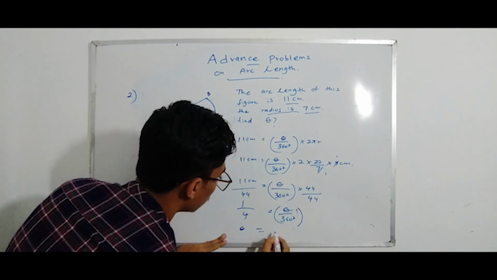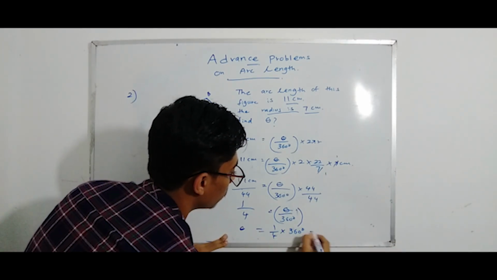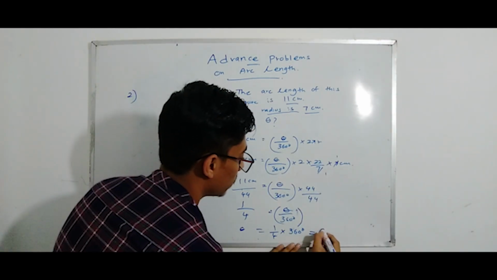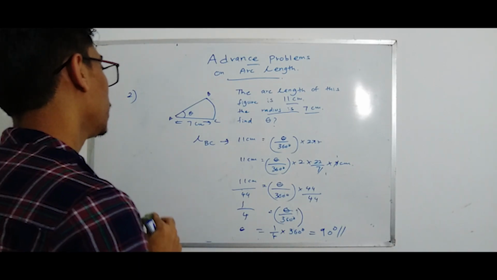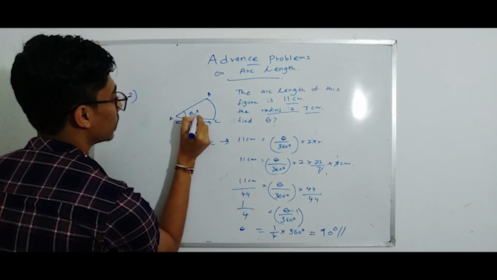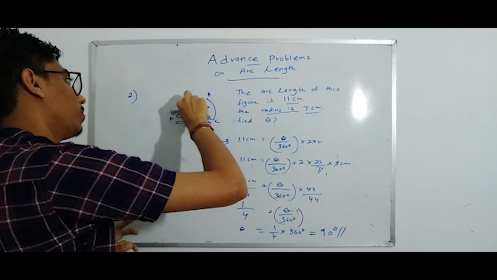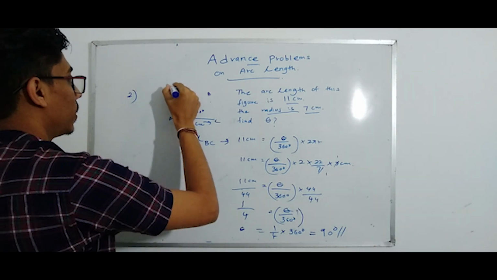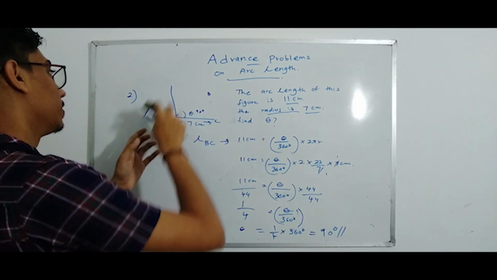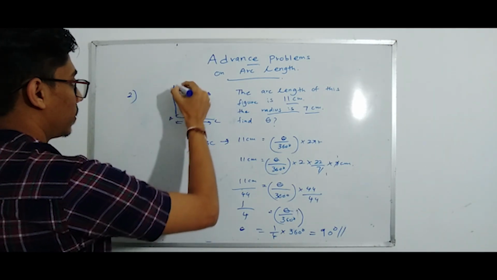And theta is 1 over 4 into 360 degrees, which is 90 degrees. There you get the answer. Actually, in this figure, theta should be 90 degrees. The angle should be 90 degrees. So actually the figure is wrong. Figure should be something like this. So the given diagram is actually wrong.